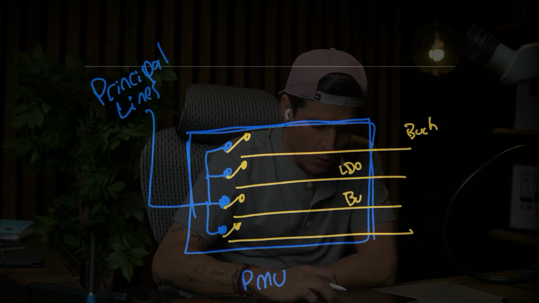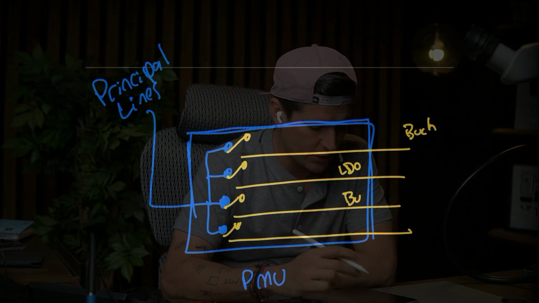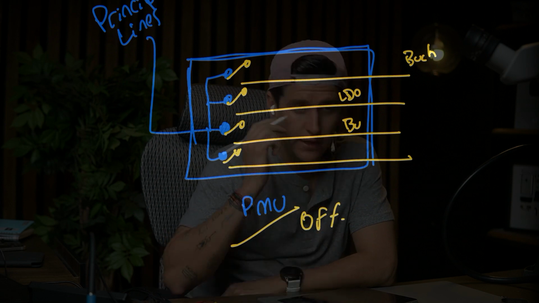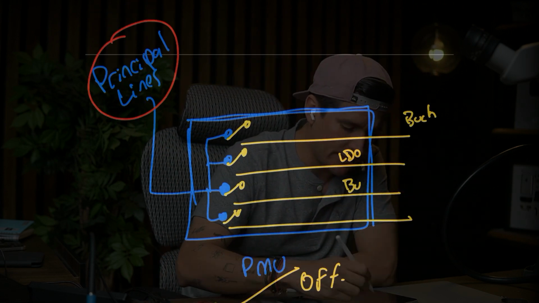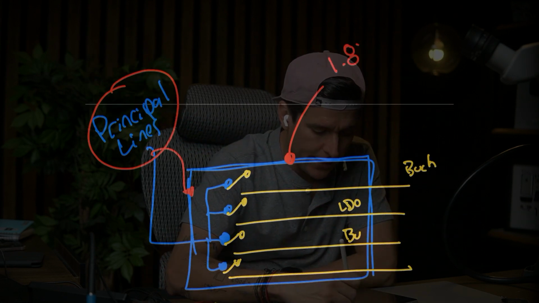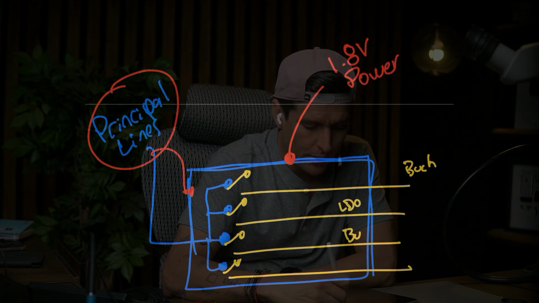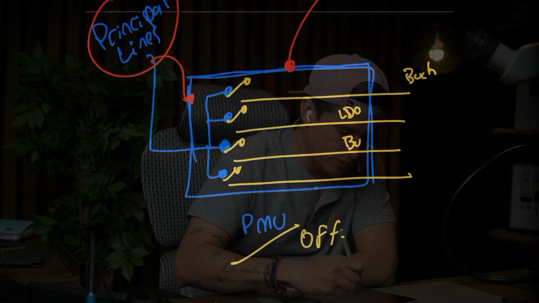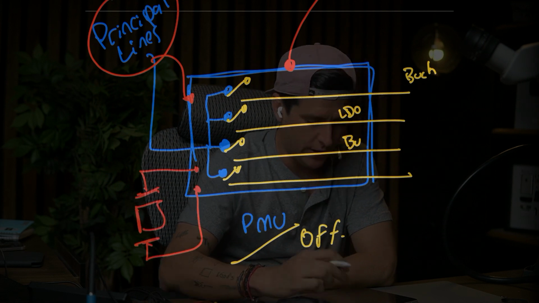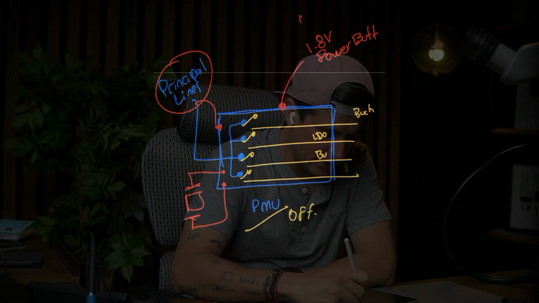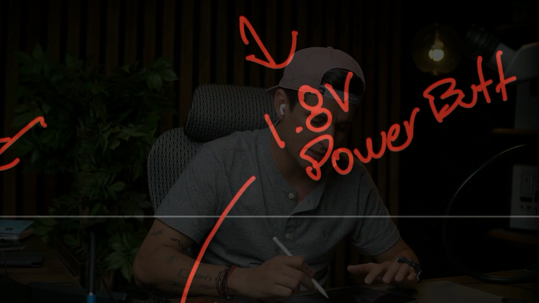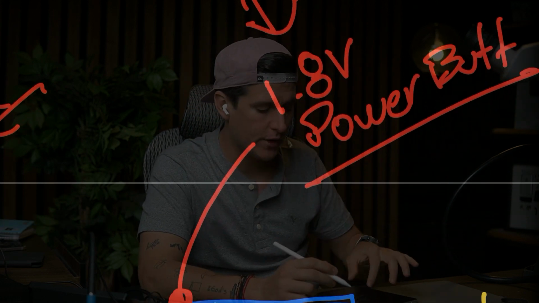Like a switch. When you just connect the power supply, the PMU is off. But remember, I explained this to you. When the principal lines come to the PMU, they already have 1.8 volts to our power button, right? And I also explained to you, we have a 32 kilohertz oscillator here, right? Okay, so if we have this and this one good, we are ready to press our power button to power on the PMU.